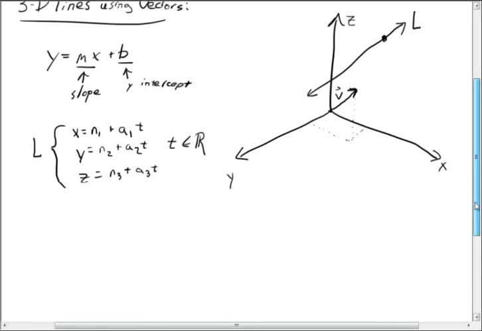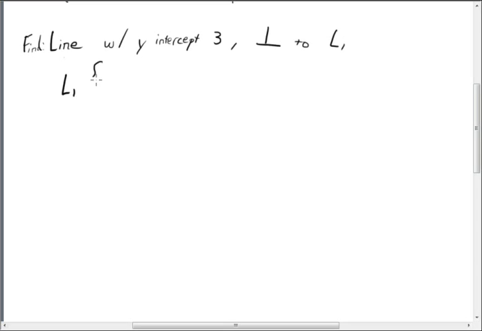And so here's a practice problem. We'll say find parametric equations of the line with y-intercept 3 perpendicular to L1, where L1 is x is equal to minus 2 plus t, y is equal to minus 5 plus 7t, and z is equal to 3 minus 8t. Now I forgot to tell you something up here.